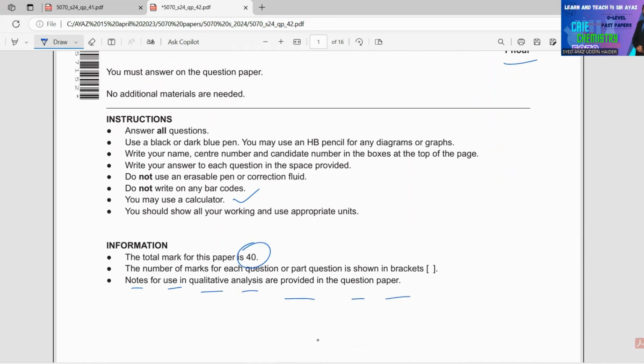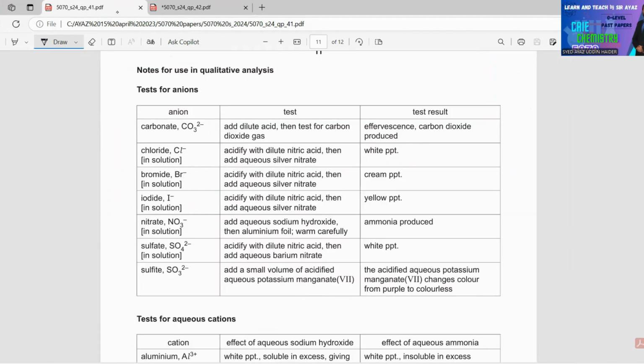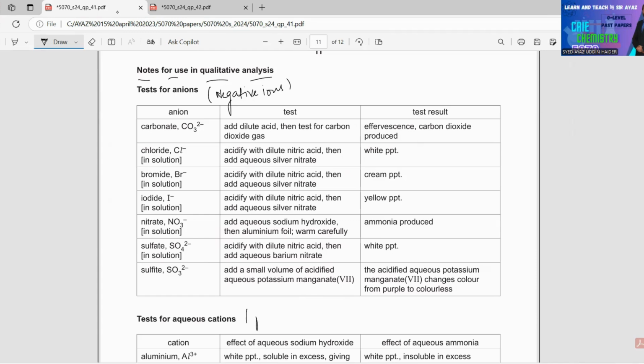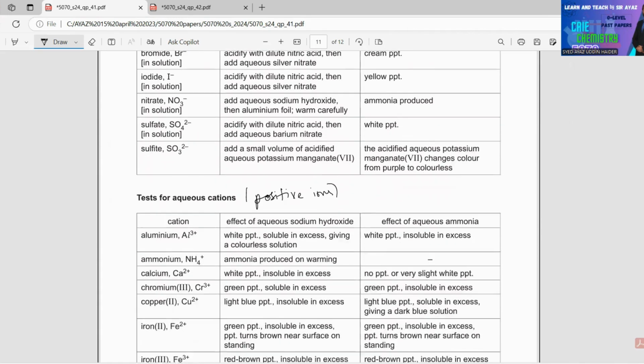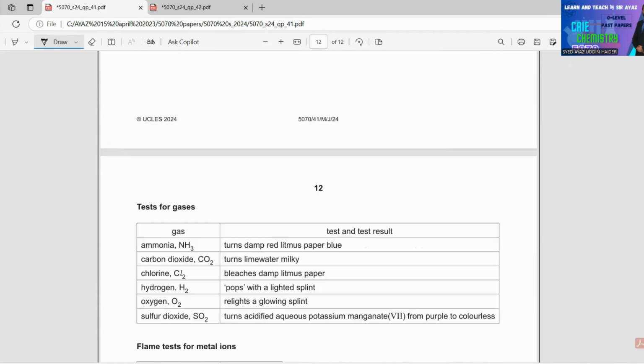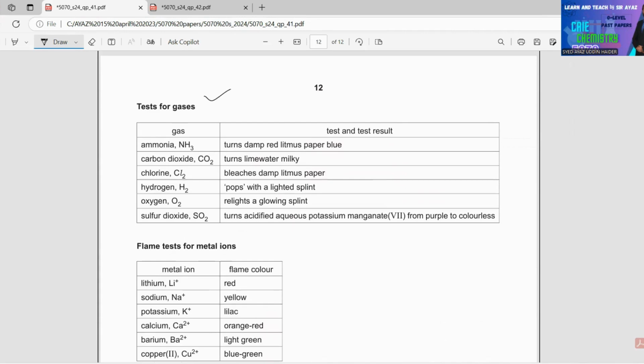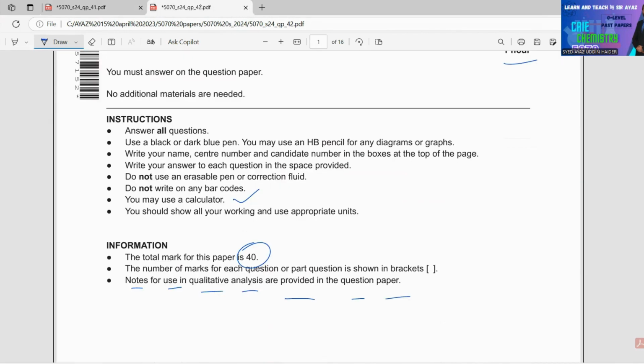Remember, there won't be any periodic table attached to this paper. So this is the notes for use in qualitative analysis. You can use it. Anions means negative ions. Cation means positive ions. So this is the list for anions and cations. And you are also provided with tests for gases and flame test for metal ions. So let's start the paper.